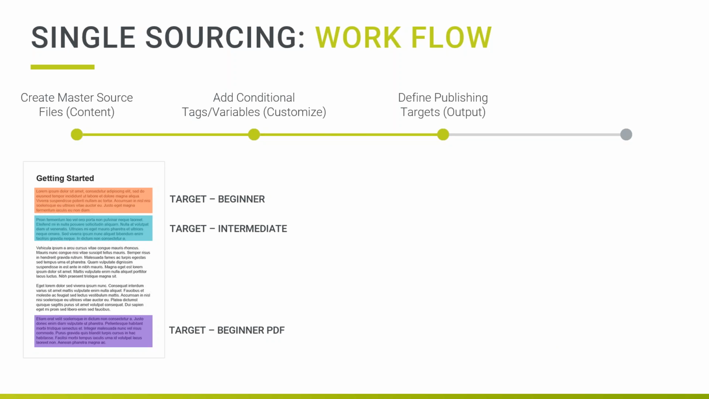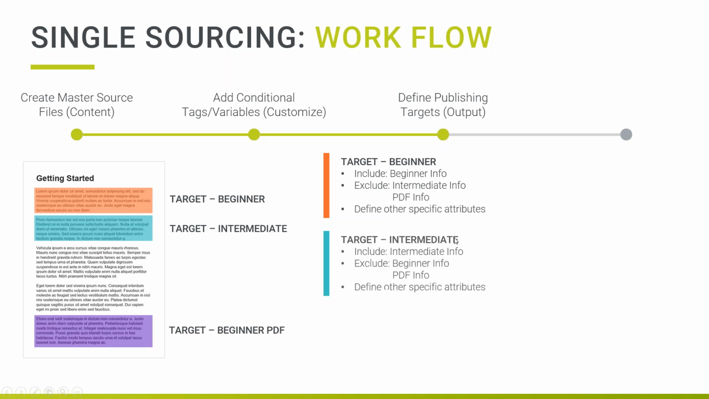for the right audience. So I may have a recipe for my beginner audience, and I'm going to tell that target file, include those beginner tags, get rid of anything I've tagged as intermediate and PDF. I don't want it in there. I may have another one for my intermediate audience. Of course, I'm going to include anything I've tagged as intermediate, and then I can exclude anything I've marked as beginner or PDF, since I don't want that in there. And then, of course, for my PDF manual, I want that to be just inclusive of the PDF content and the beginner information. So I'm going to exclude anything I've tagged as intermediate.